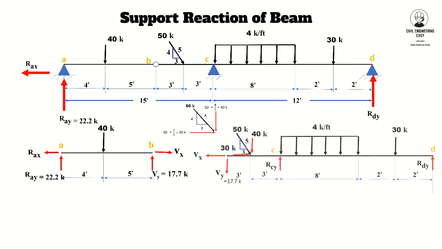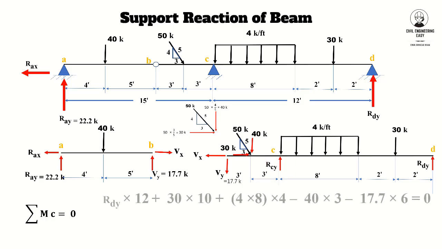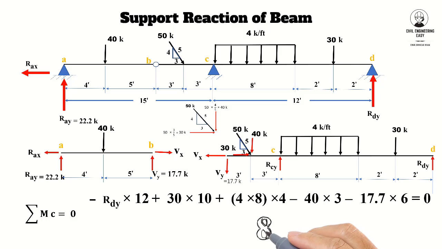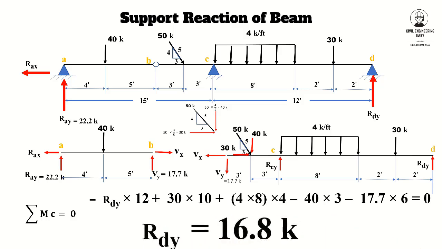For the calculation of the support reaction RDY, take the summation of all the moments about point C equal to 0. This is how the moment equation will be generated. RDY multiplied by 12 is a clockwise moment, plus 30 multiplied by 12 is also a clockwise moment, plus the UDL 4 multiplied by 8 acting anti-clockwise at point C. 40 multiplied by 3 is anti-clockwise at point C, and 17.7 multiplied by 6 is an anti-clockwise moment acting at point C. The summation of all these moments will be equal to 0. By calculation, RDY is equal to 16.8 kips.